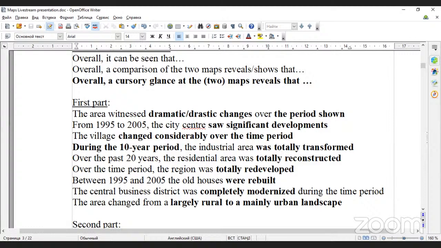"Between 1995 and 2005, the old houses were rebuilt." "The central business district was completely modernized during the time period, while the area changed from a largely rural to a mainly urban landscape." Okay, but this is so far, but you shouldn't stop here, because this description is quite general, and you need to specify this a little bit further.